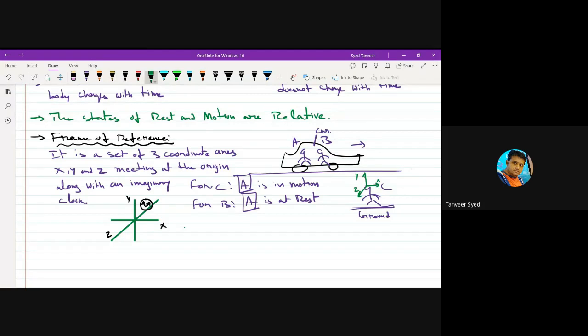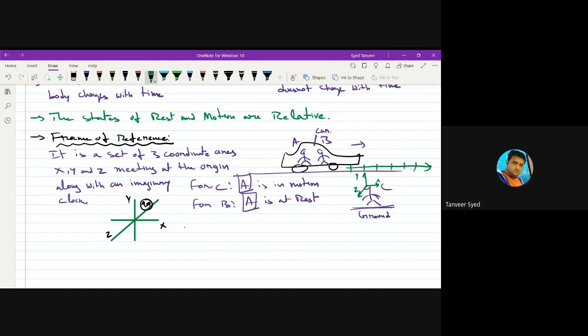At, let us say, time t equal to 0 seconds, A is at the origin. If you take this x-axis like this, at t equal to 0 seconds, A is here. At 1 second, A goes here. At 2 seconds, A goes here. 3 seconds here, 4 seconds here, 5 seconds here. So the x coordinate of A is continuously changing with time. So C will say that A is in motion.